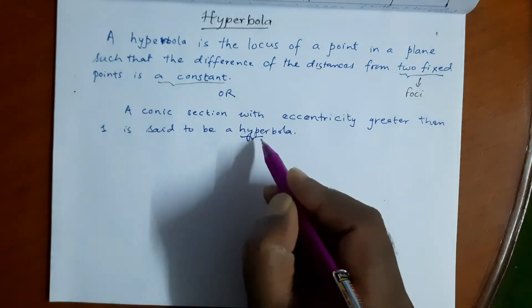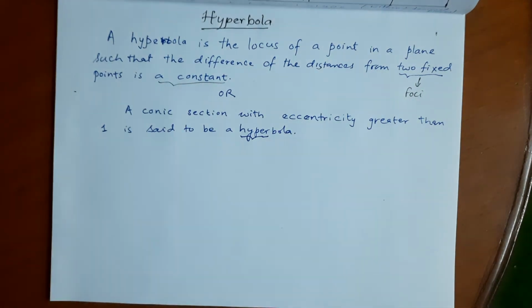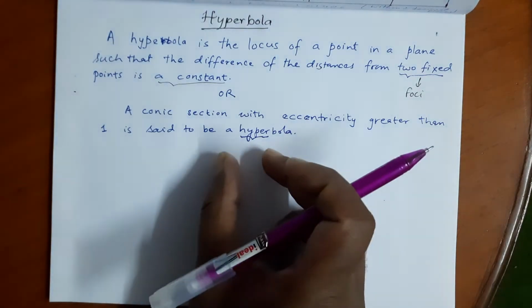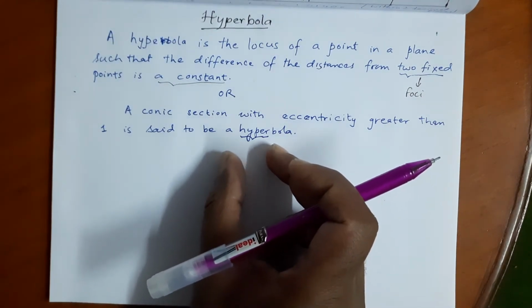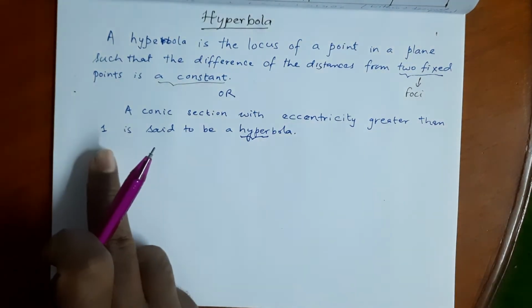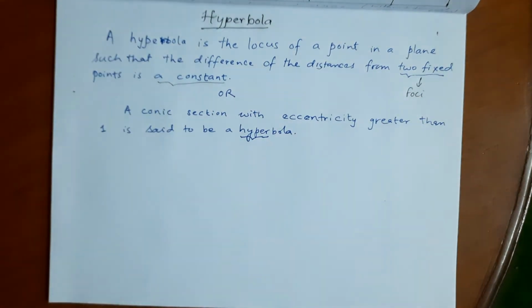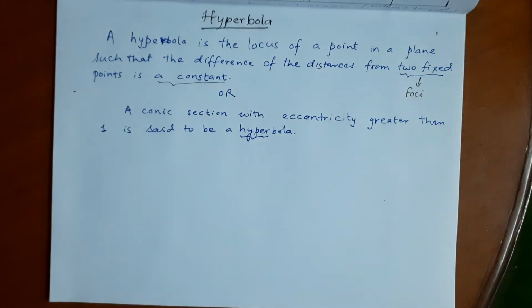For the different types of conic sections, the parabola's eccentricity value is 1, in an ellipse the eccentricity value is less than 1, and in a hyperbola the eccentricity value is greater than 1. It may be difficult for you to remember. Previously also I have given you the technique: hyper means excessive, means more, so it is more than 1. If you remember it that way, it is not forgotten very soon.